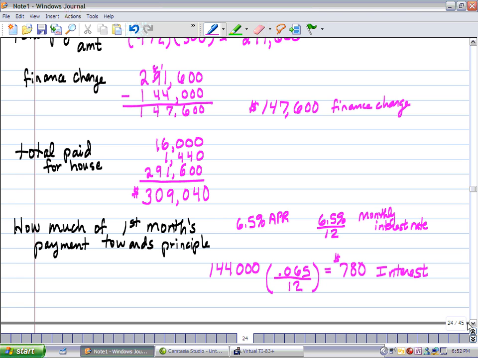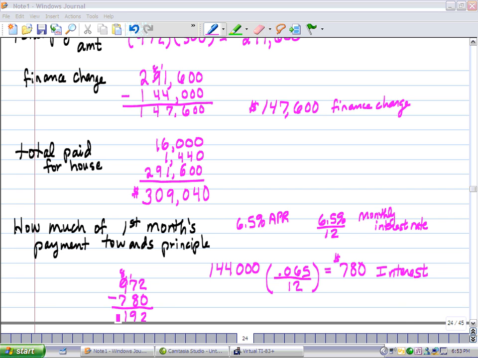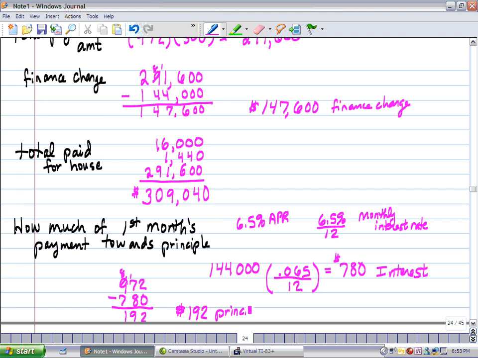Mostly interest, because how much was the payment? The payment was only $972. So 972 minus 780 is $192 that I'm paying in principal. Principal paid the first month.